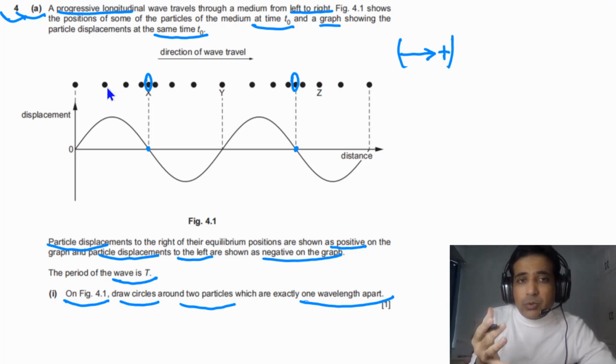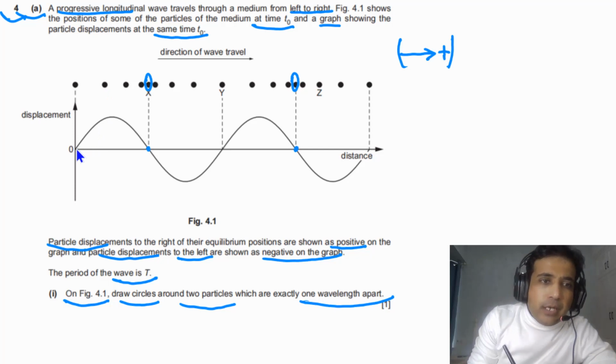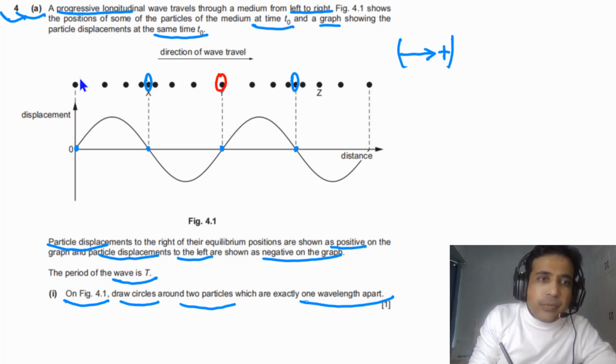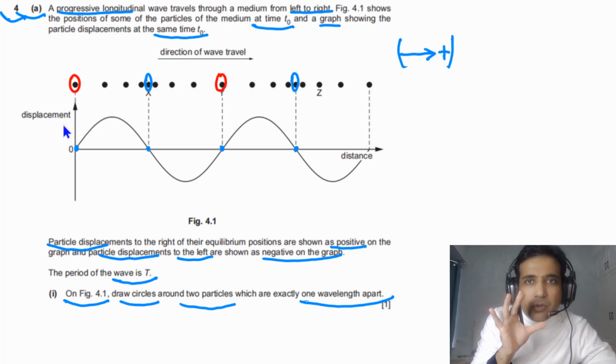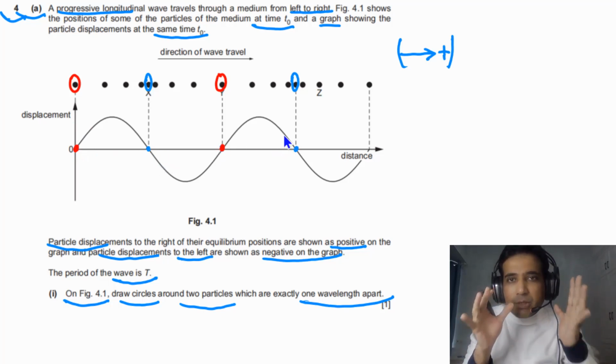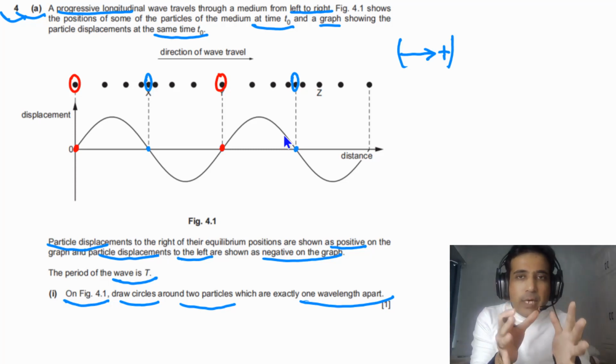You can choose any other points also, it is possible. You can take this point on the wave and you can take this point on the wave. So you can also circle this particle, you can also circle this particle. Two particles you can circle which are one wavelength apart. So you can do this particle and this particle, or you can do this one and this one. So the result is the same. They are one wavelength apart from each other.